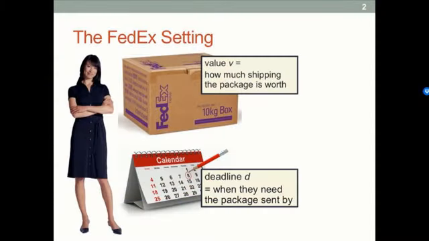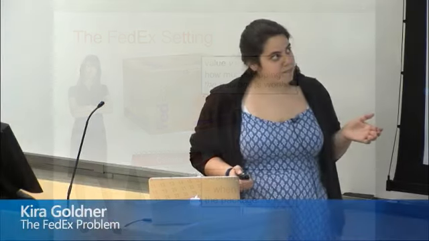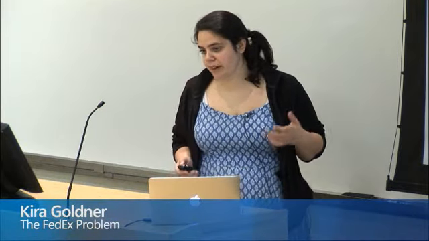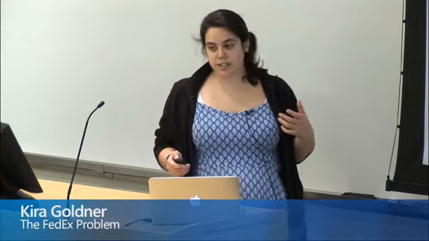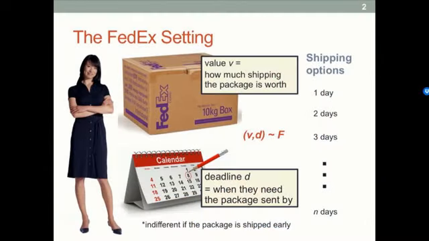Okay, so the setting we're talking about is where you have a customer who has a package to ship, and the customer has some value of how much it's worth to them to have the package shipped, and she has a deadline that she needs it by, and she's indifferent if it arrives early. She just wants her package received by the deadline. And this joint distribution on the value deadline pairs is known by FedEx.